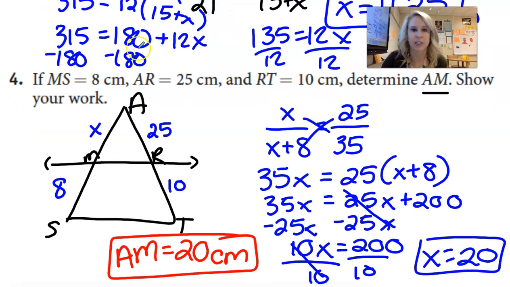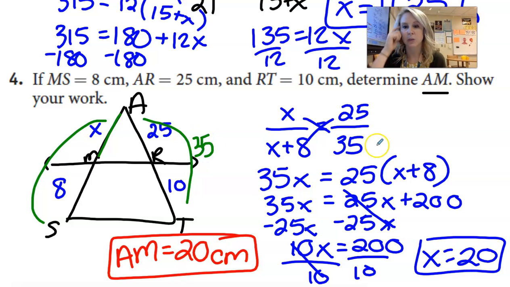Take a look at this picture. So the bottom part is 8, top part was 25, bottom right part was 10, and then top left part was x. So I did the same proportion of my part over my whole. So I had x over x plus 8 equals my part 25 over my whole of 35.